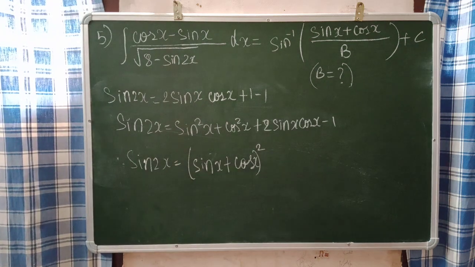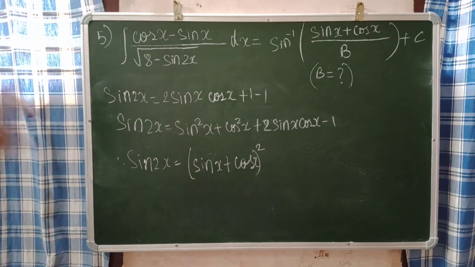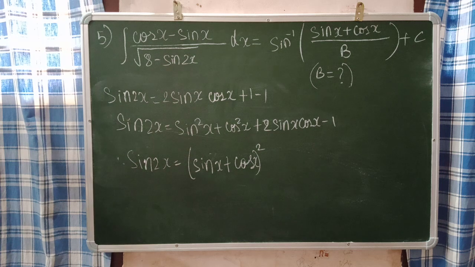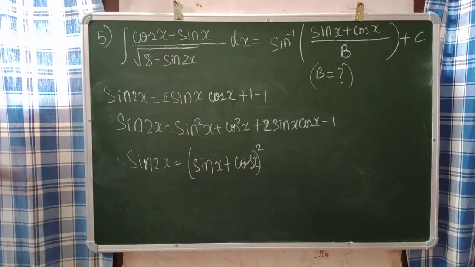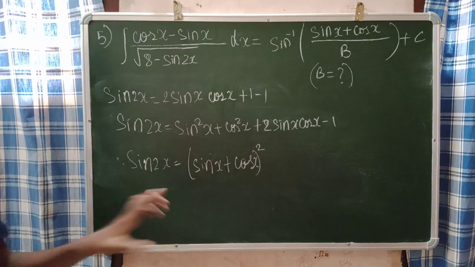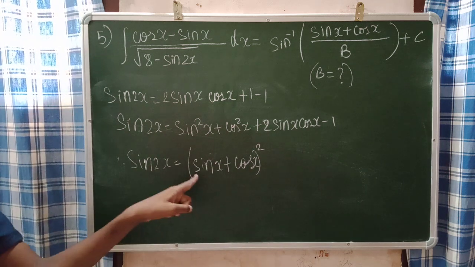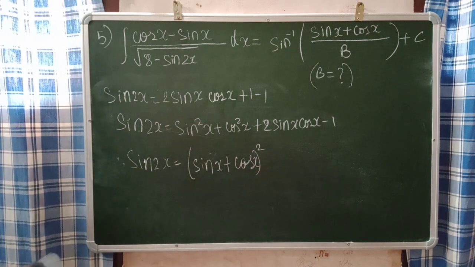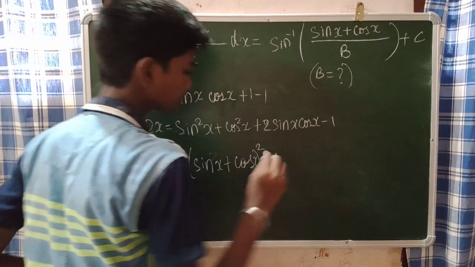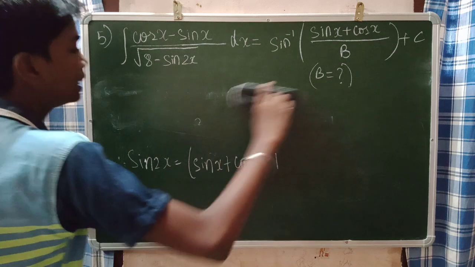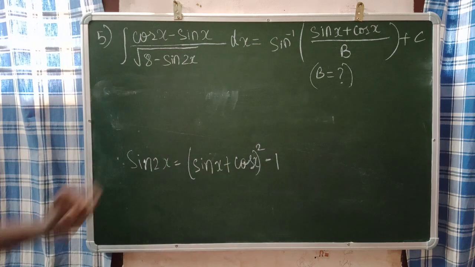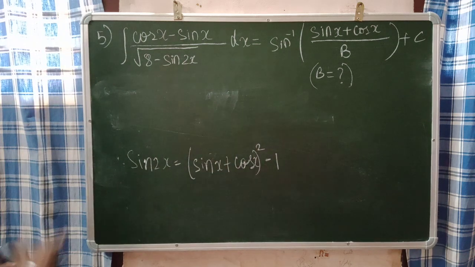I can write like that. So sin square x plus cos square x plus 2 sin x cos x is (sin x plus cos x) whole square, by the (a plus b) whole square formula, then minus 1. Now, in this integral, put the value of sin 2x as (sin x plus cos x) whole square minus 1.